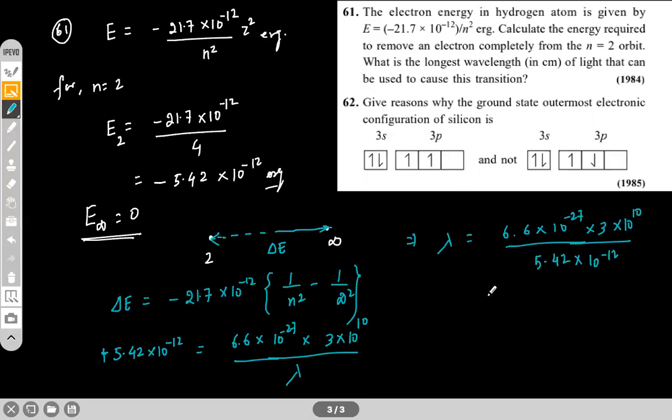When you solve this, the approximate answer is 6.6 into 3 divided by 5.4, times 10 to the power minus 5. Now 19.8 divided by 5.4 is 3 point something. So the approximate answer is 3.67 times 10 to the power minus 5 cm. This is the approximate answer. Okay, so you can see this once.